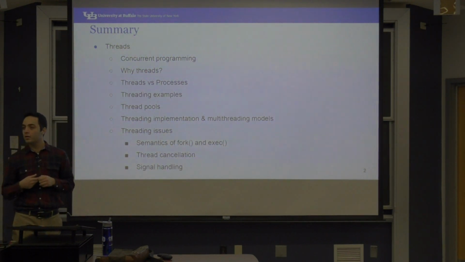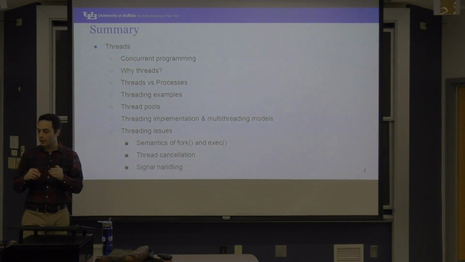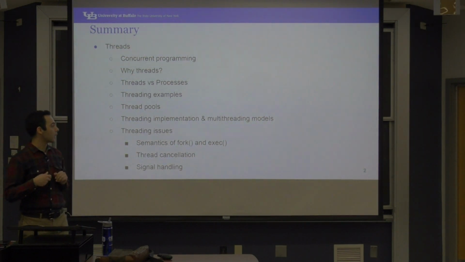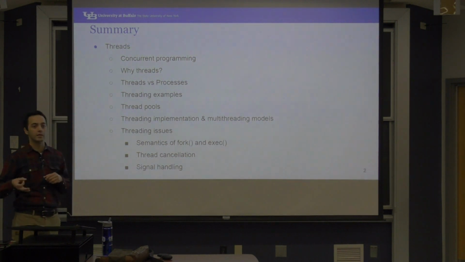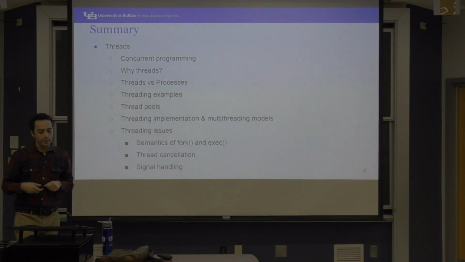Implementation and multi-threading models within the kernel, user space, many-to-one, one-to-many, one-to-one, and some issues that we covered in the processes, and then now when we have multiple threads, how is a fork or exec implemented? How a thread gets canceled by another thread within the same process, and so on, right?